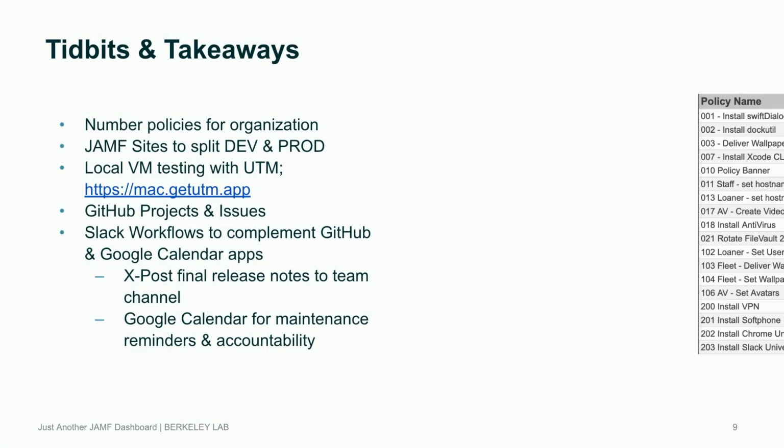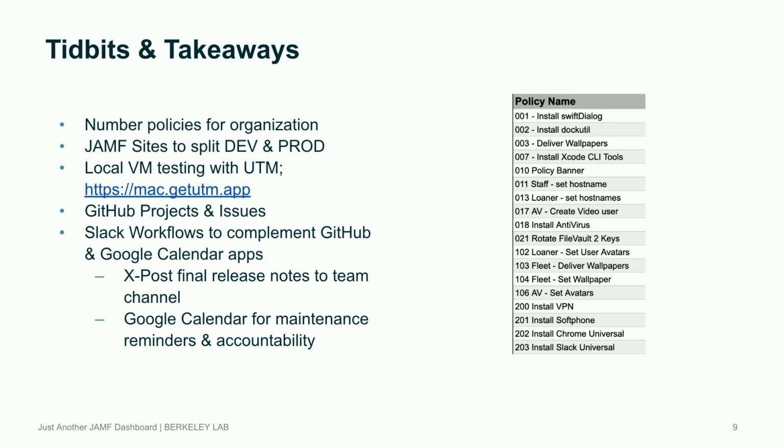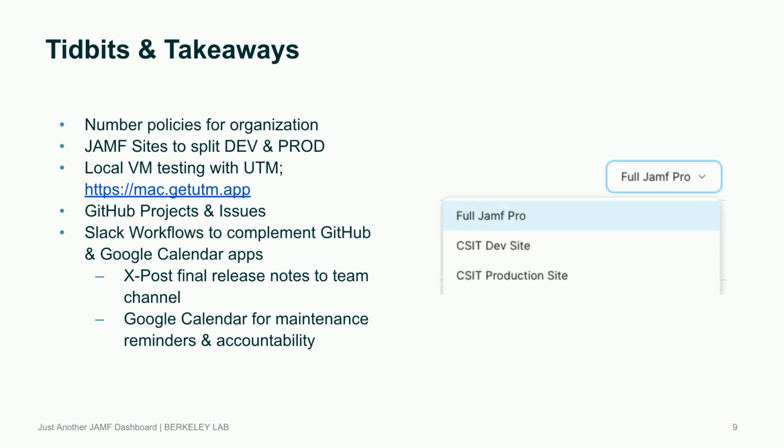So again, the numbering policies, that ended up being super duper helpful and really beneficial, both keeping me organized and making sure that JAMF is doing things in the order that I want it to. Dev and prod as different JAMF sites. It's maybe not the most orthodox way to do it, but it works really well for me.